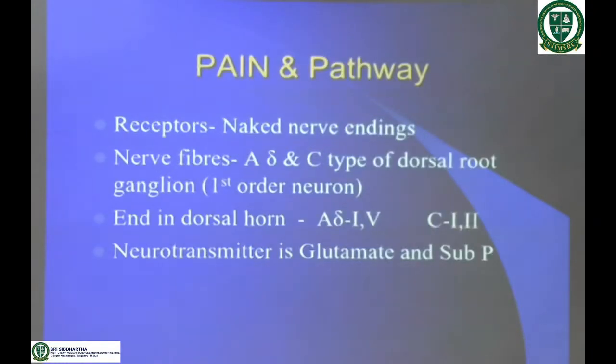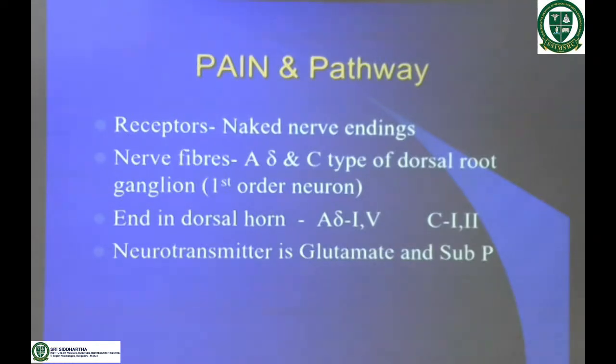Next, pain and its pathway. The pain is carried by which pathway? We'll see the receptors. Which are the receptors for pain? Naked nerve endings are the receptors for pain. The nerve fibers which carry pain are A delta and C type, with the dorsal root ganglion as the first order neuron. As I told in the previous class, each and every tract has a first order neuron, second order neuron and third order neuron, which help in the transmission of the sensation.